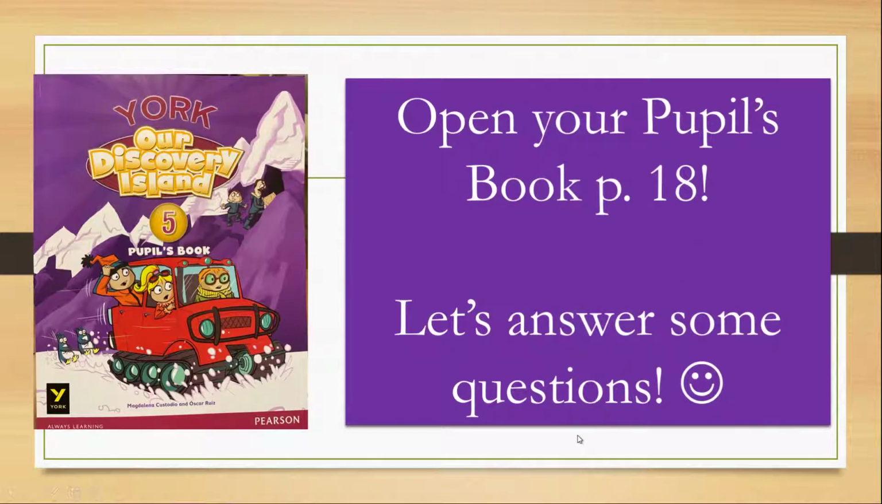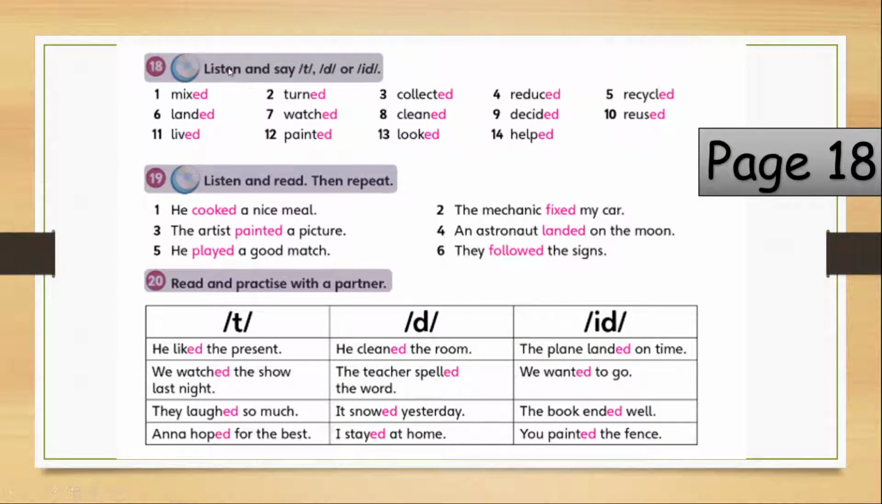Let's answer some questions. Listen and say t, d, or ed. Number 1, mixed. Mixed. What can you hear at the end? The t sound. Mixed. Number 2, turned. Turned. What do you hear? The d sound. 3, collected. Collected. We can hear the ed sound. 4, reduced. Reduced. We can hear the t sound.